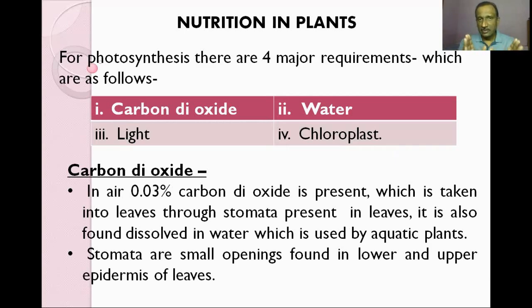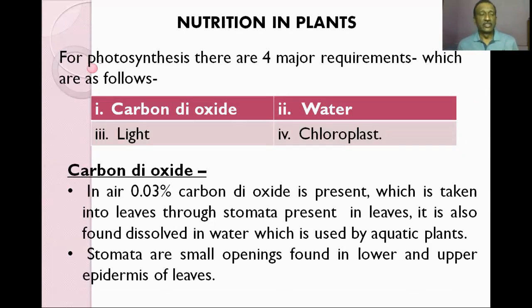For photosynthesis, these four requirements are there. Now let us talk about them one by one. First is carbon dioxide. Carbon dioxide is the basic molecule which is actually reduced into glucose. So carbon dioxide is the most important content.